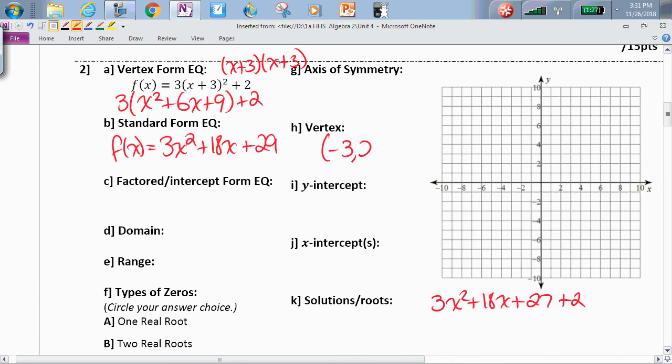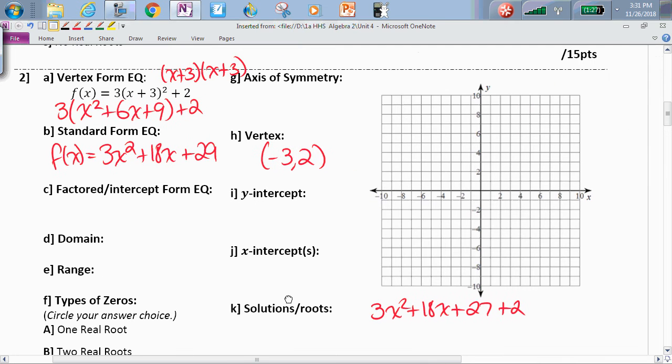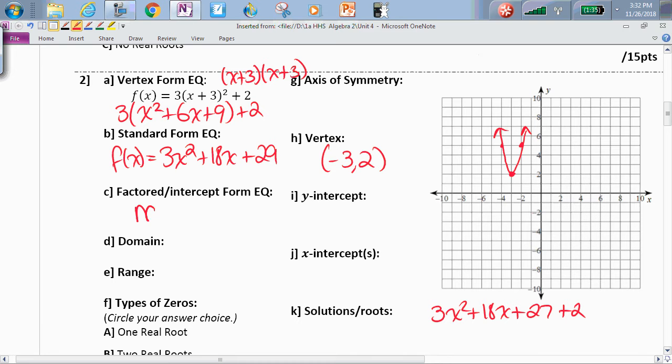Vertex is negative 3, positive 2. Again, let's graph this and see if it can give us information to help with factored form. So negative 3, positive 2 is here. This is a positive a value, so it's going to go up. So over 1, up 3, 1, 2, 3. And then over 2, 2 squared is 4, then we'd actually be up 12. We can't fit that in, so we're just going to graph it right here. It's pointing up, so it's never going to cross the x-axis. So that means there's no factored form because it's not crossing the x-axis, therefore there's no x-intercepts.